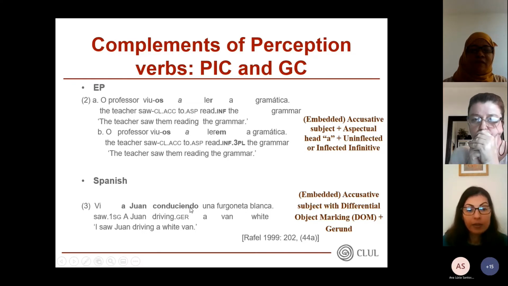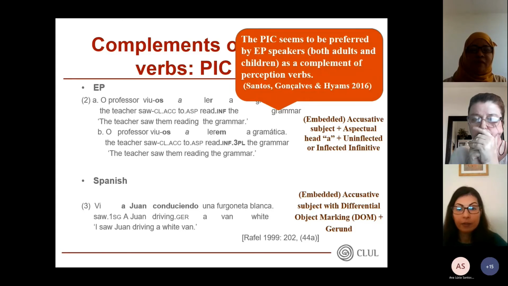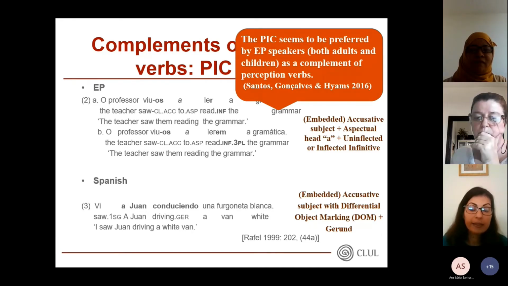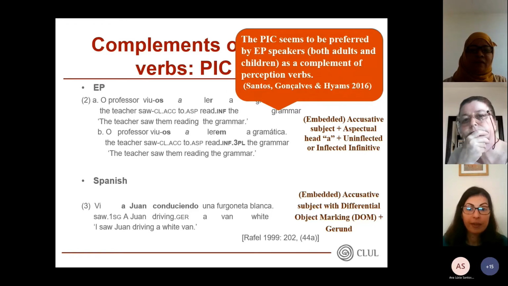Now, a few notes are important. First, regarding the PIC, this structure seems to be preferred by Portuguese speakers, both adults and children, as a complement of perception verbs, as shown in a previous study by Santos, Gonçalves and Iams.